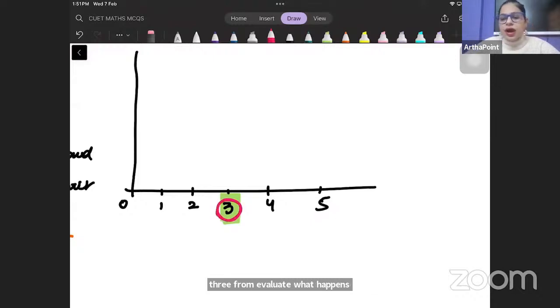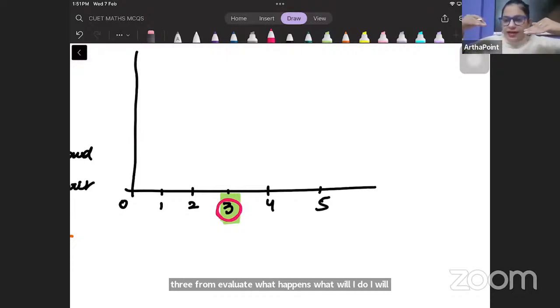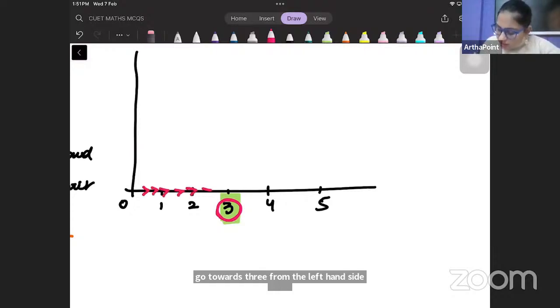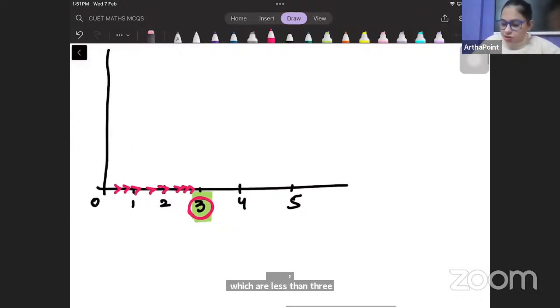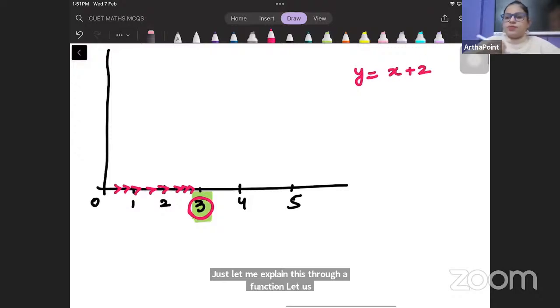What will I do? I will go towards 3 from the left hand side and towards 3 from the right hand side. So when we go towards 3 from the left hand side, it means I will take some values near 3 which are less than 3. Let me explain this through a function. Let's say my function is y is equal to x plus 2.